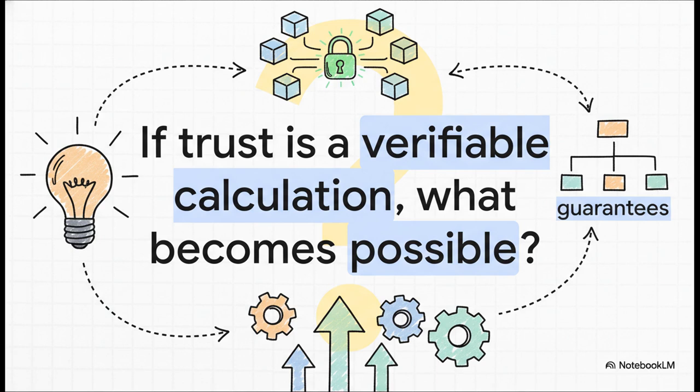And that brings us to the final thought. This system is more than just a clever design. It's a new way of thinking. So I'll leave you with this question to chew on. If trust is no longer a matter of opinion, but a verifiable real-time calculation, what does that allow us to build that was impossible before?